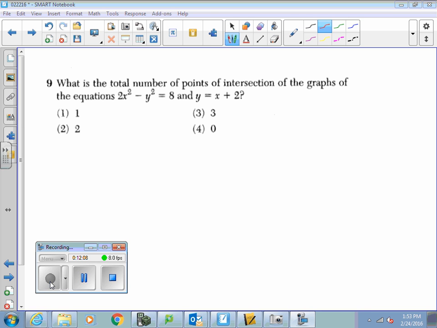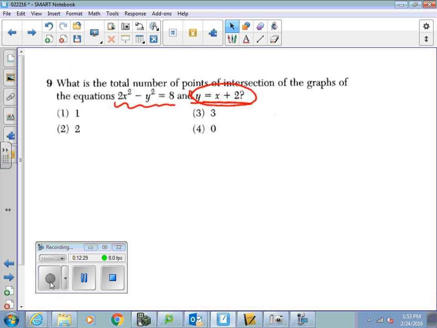All right, let's look at this problem. What is the total number of points of intersection of the graphs of the equations 2x squared minus y squared equals 8 and y equals x plus 2? All right, so looking here, we have y equals x plus 2. So we know what y is. Now over here, we don't have one of the variables by itself. So let's look at this one. We know y is equal to x plus 2. So we're going to take this part, and we're going to plug it in right here.